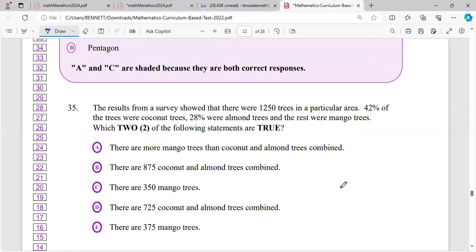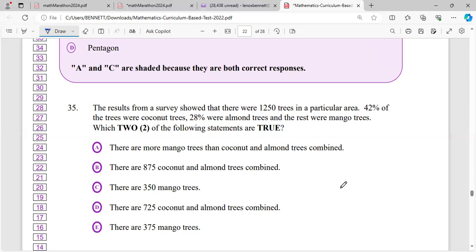The result from a survey showed there were 1,250 trees in a particular area. 42% of the trees were coconut trees, 28% were almond trees, and the rest were mango trees. Which two of the following statements are true? A. There are more mango trees than coconut and almond trees combined. B. There are 875 coconut and almond trees combined. C. There are 350 mango trees. D says there are 725 coconut and almond trees combined. And E says there are 375 mango trees.